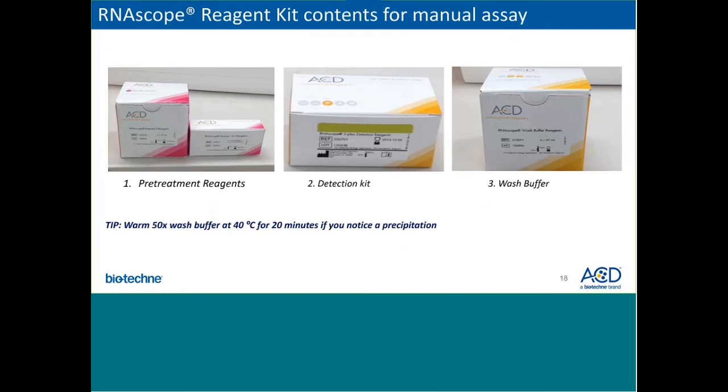This is a standard RNAscope kit configuration, which will include the necessary pretreatment reagents, the detection kit of choice, and the wash buffer. But not pictured here are the target probes. Do note with your wash buffer that you may have to warm it up to 40 degrees for up to 20 minutes if you notice any precipitation prior to use.